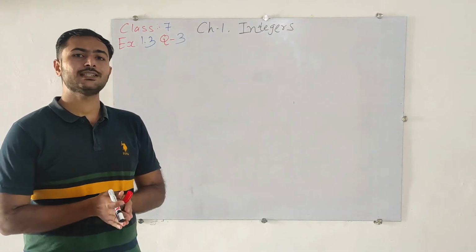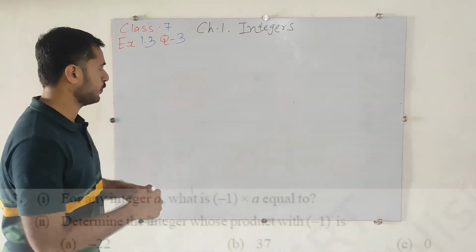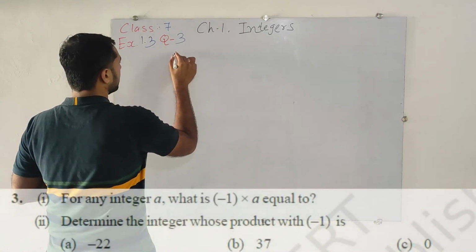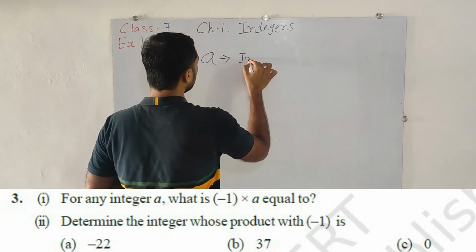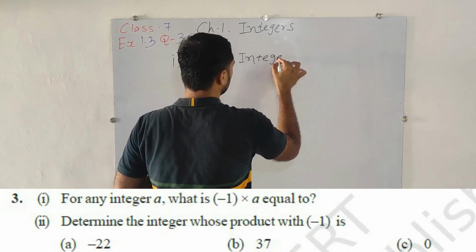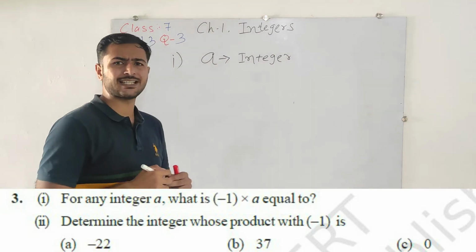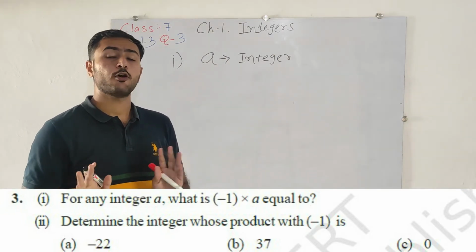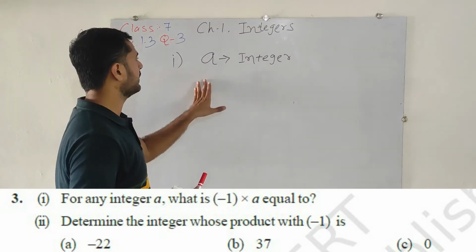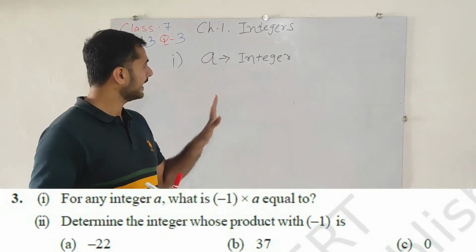In question number 3, there are 2 sub questions. In the first one, it is given that suppose A is an integer. It means that it can be any number: -5, 0, 7, 1, whatever. From the set of integers, this is the number A. So that's the symbolic representation.